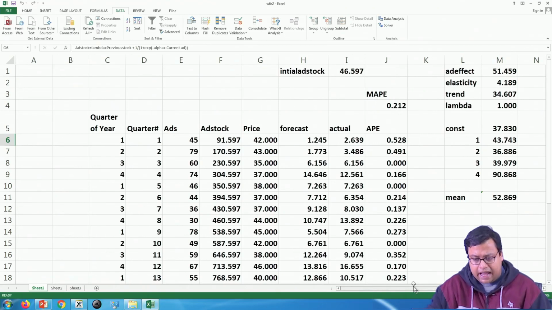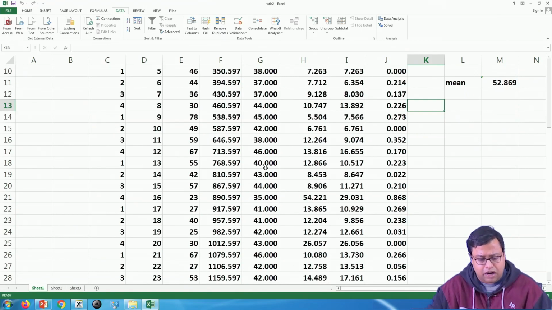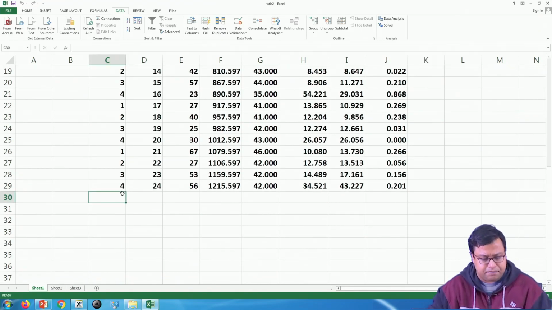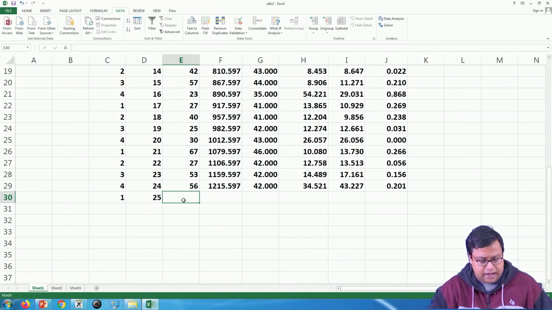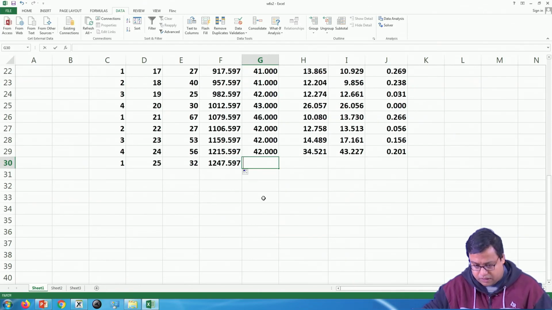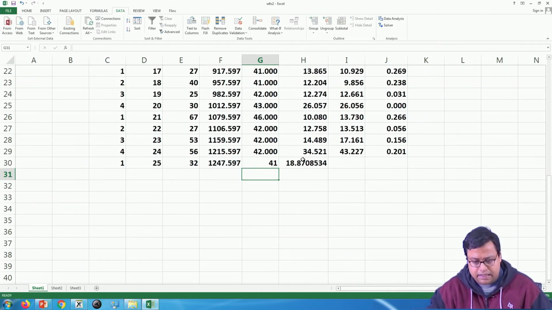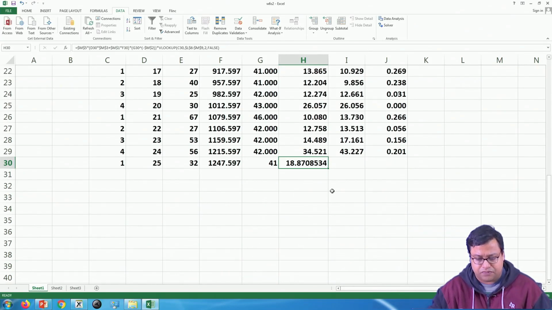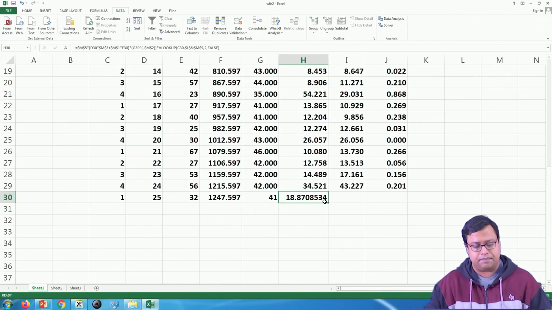Now, once I have these results, what do I do? Let us say it is the next time period. In the next time period, this one is 1, this one is 25, and let us say I do an expenditure of 32, then how much is my ad stock? My ad stock is something like this, and let us say the price is around 41, and then this is my expected forecasted sales in the next time period.